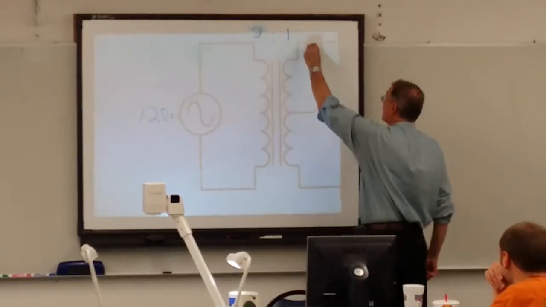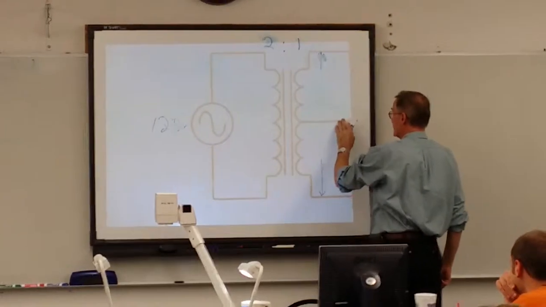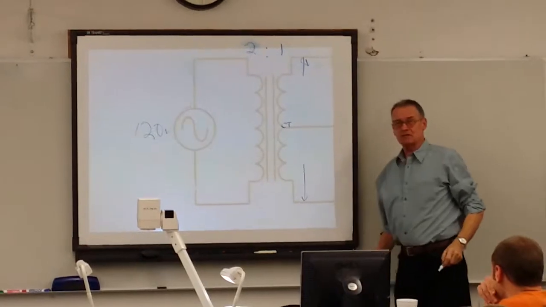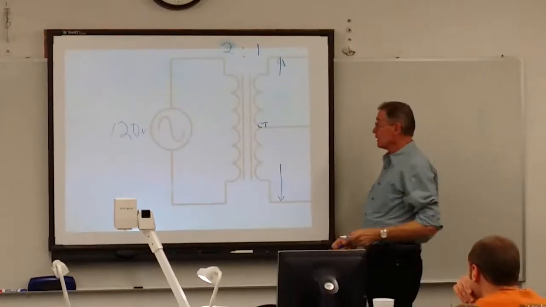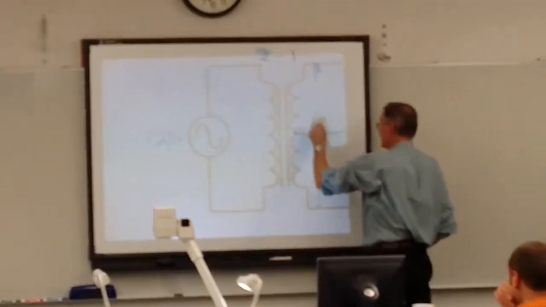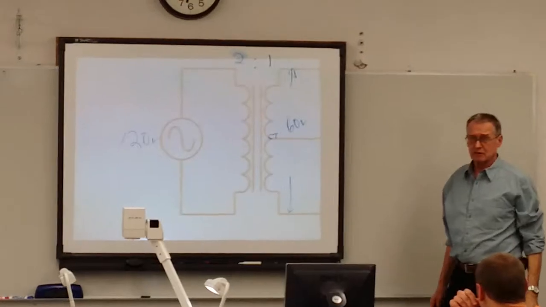So the voltage from here all the way to here, assuming that there's nothing connected to the CT, which stands for center tap. If there's nothing connected there, the voltage from there to there would be 60 volts. That's the RMS voltage, so it's not labeled. Questions?